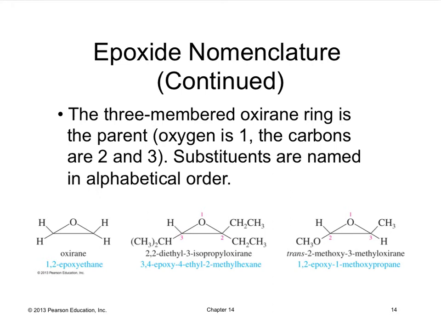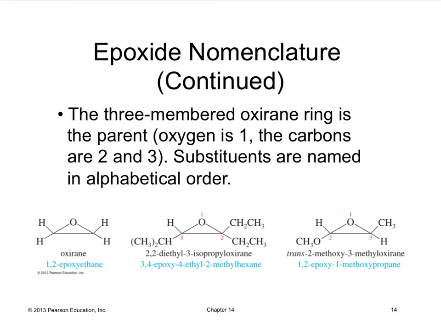The other way to do this is to find the longest chain, as we had shown before. So it would be 1, 2, 3, 4, 5, 6. In this case, you'd have 2-methylhexane, and there'd be 1, 2, 3, 4, so 3,4-epoxy, right? 4-ethyl-2-methylhexane. So that would be this.